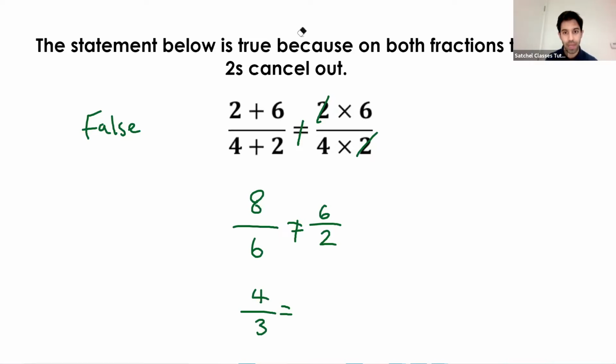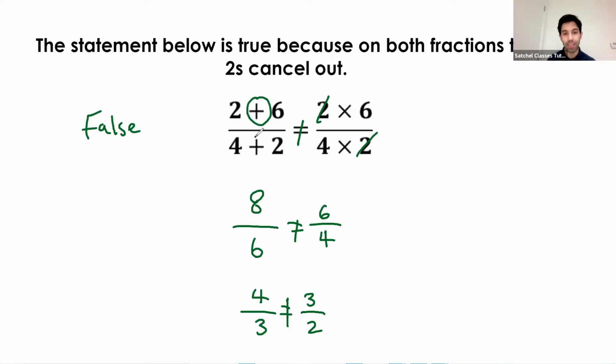If I just rub that out, it's going to be 3 halves. 4 thirds is not equal to 3 halves. Therefore, these two are not equal. And just be aware the 2's in this scenario don't cancel out.